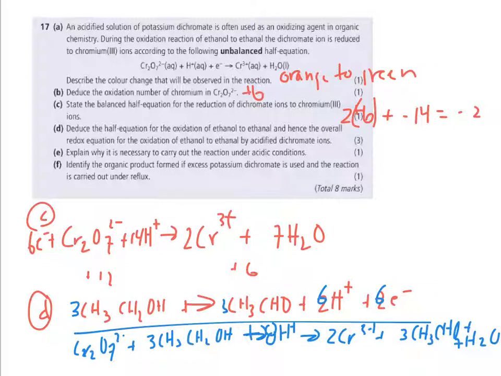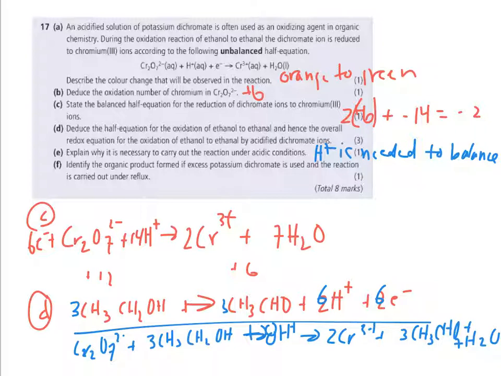And E wants to know why it's necessary to carry out the reaction under acidic conditions. That's because the H+ is needed to balance. It's needed to help facilitate that electron transfer.